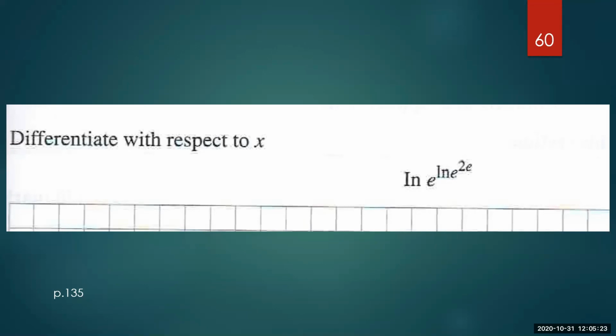So first of all, this is not a function of x. This is a constant. And so when you differentiate that with respect to x, it's a one-line answer.